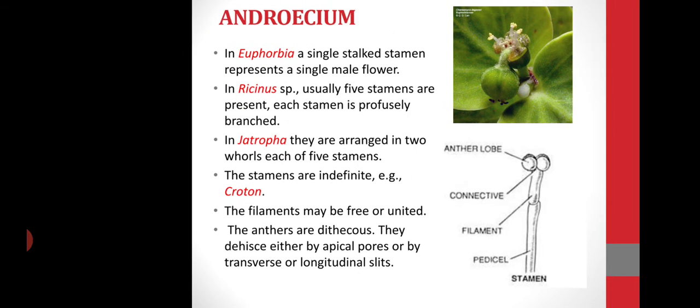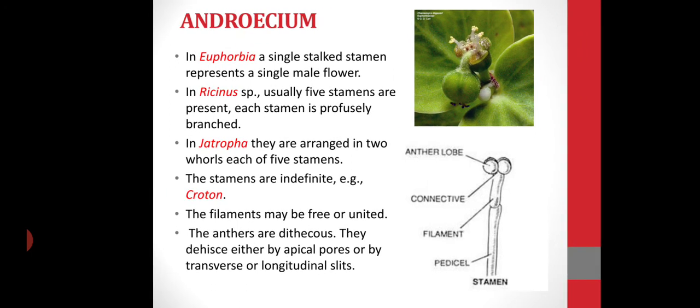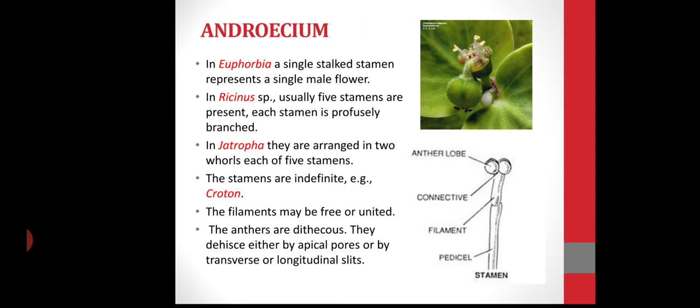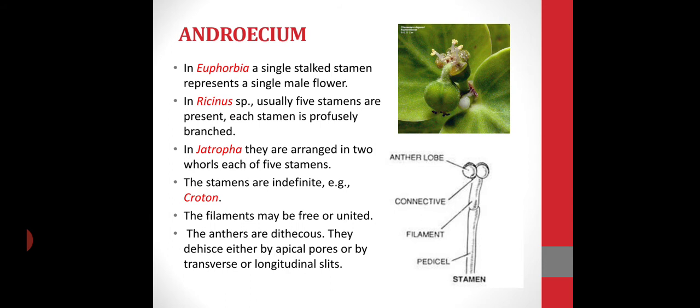So in Ricinus species, usually 5 stamens, and in Jatropha they are arranged in 2 whorls. The stamens are indefinite in Croton, and the filaments may be free or united. The anthers are dithecous. See this dithecous condition. They dehisce either by apical pores or by transverse longitudinal slits.